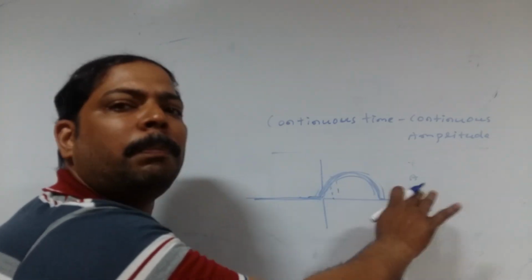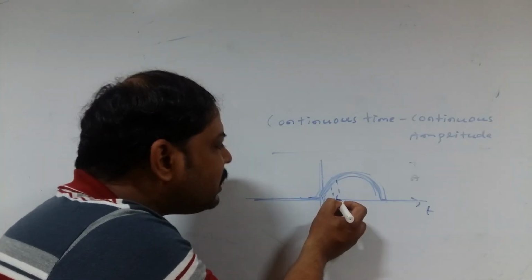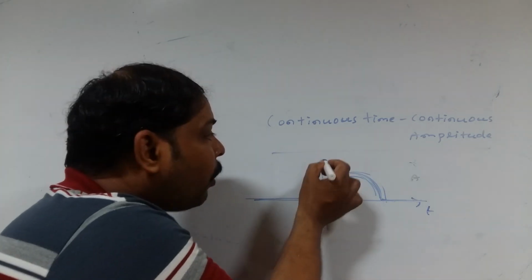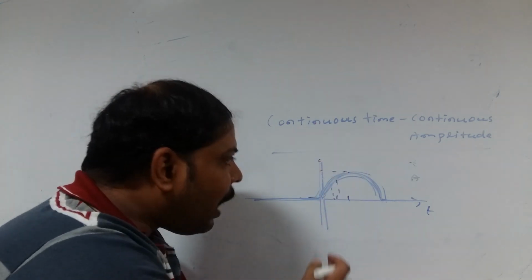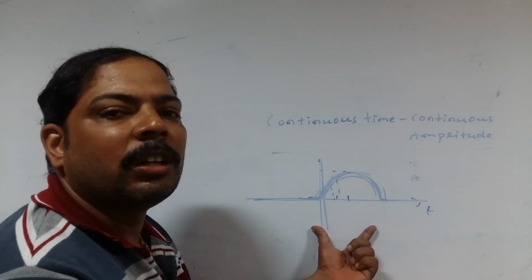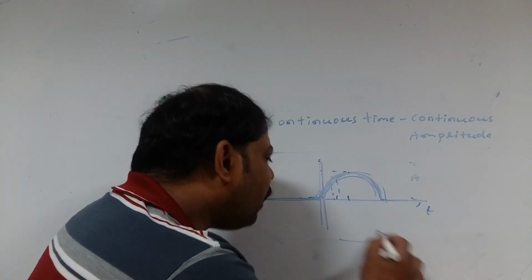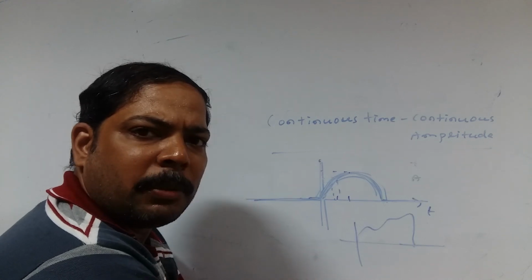For all time points, the values exist. Similarly for all amplitude points. For this amplitude point this is the time, for this amplitude point this is the time, for this amplitude point time 0. That means we are defining for all amplitude points and for all time points. So therefore this is a continuous time and continuous amplitude signal. So whatever the plot you have, suppose this is the plot. This is a continuous time, continuous amplitude signal.